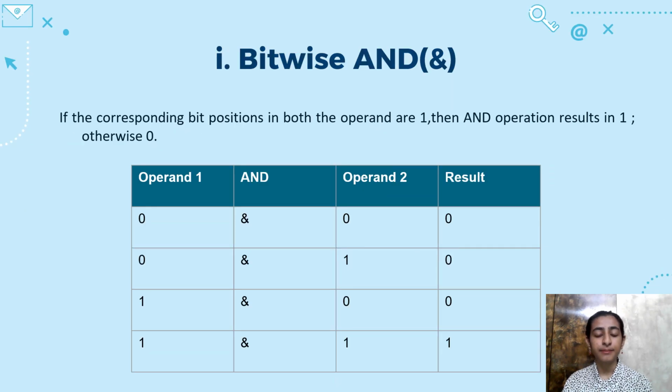Let us understand bitwise AND in detail. If the corresponding bit positions in both the operands are 1, the AND operation results in 1, otherwise 0. Here is a table to represent the values.